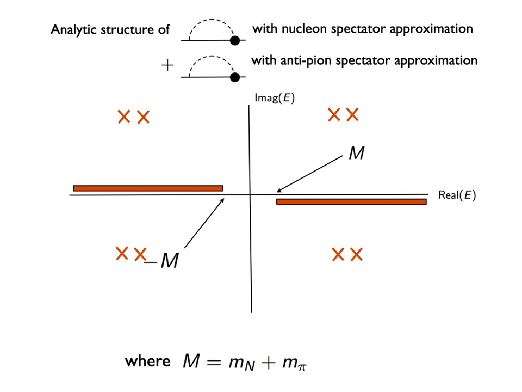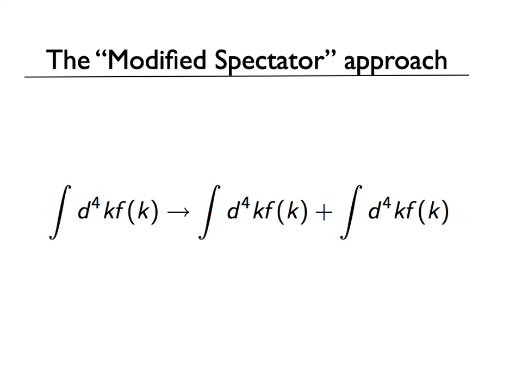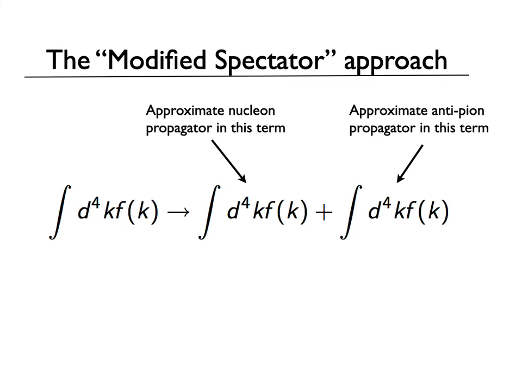And so we figured that it would be a good idea to actually use it in calculating the loop diagram, and hence Z2. For consistency, we also adopted it everywhere else in our calculations, and so replaced every other integral with the sum of itself and a clone, and then approximated the nucleon propagator in one and the anti-pion propagator in the other.